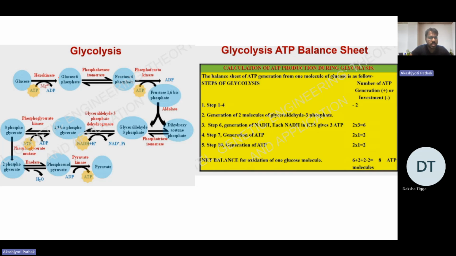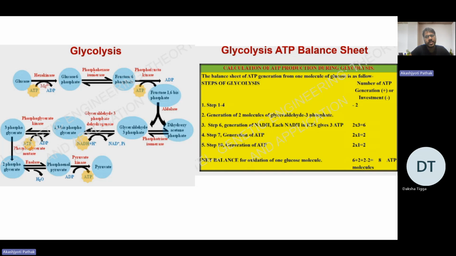And you are getting glucose 6 phosphate. So ATP is utilized. So any power reaction where ATP is involved, the enzyme is named as kinase. So your kinase enzyme is transferring the phosphate group from the ATP to your glucose at the carbon 6 position.